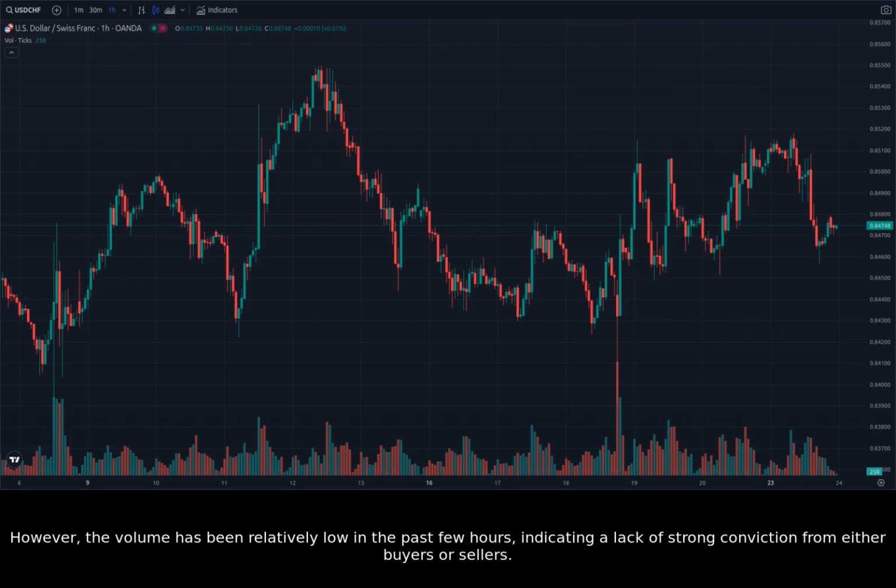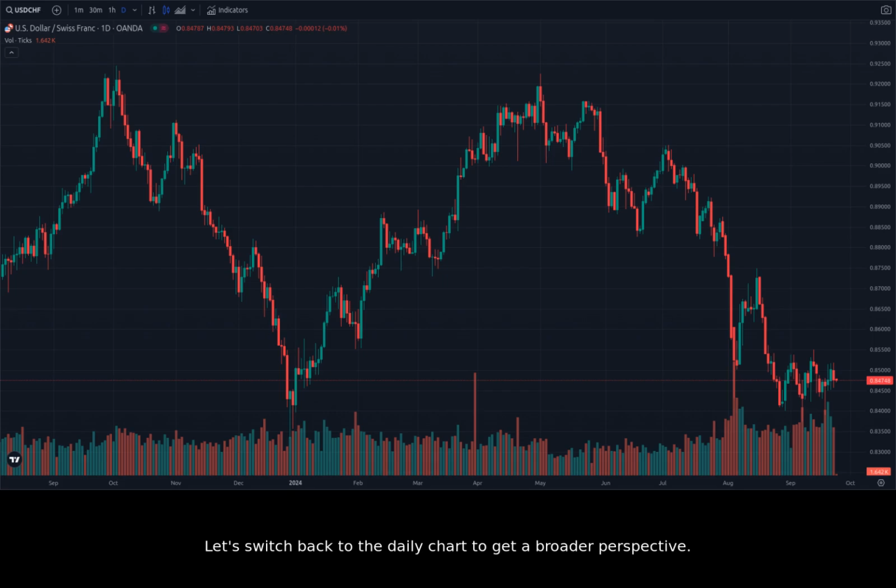However, the volume has been relatively low in the past few hours, indicating a lack of strong conviction from either buyers or sellers. Overall, the 1-hour chart suggests a potential range-bound scenario, with support near 0.8450 and resistance around 0.8550. However, a breakout above 0.8550 or a breakdown below 0.8450 could trigger a more significant move in either direction. Let's switch back to the daily chart to get a broader perspective.